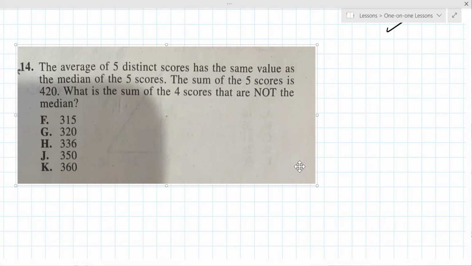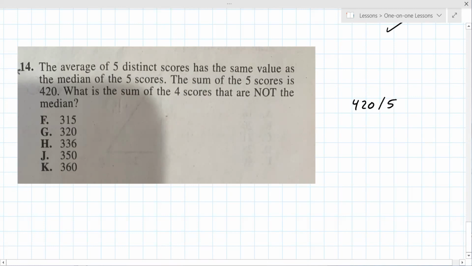It is. So the average of 5 distinct scores has the same value as the median of the 5 scores. That means the middle value is the average. Whatever the middle value is, it's exactly the average. It says the sum of the 5 scores is 420. Since I'm not even sure where to start, I'm going to write out what I think the 5 scores are, and divide 420 by 5. I see this as 400 divided by 5 is 80, 20 divided by 5 is 4, so 84.